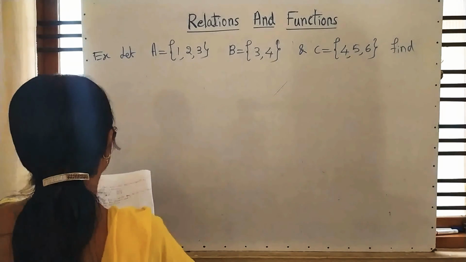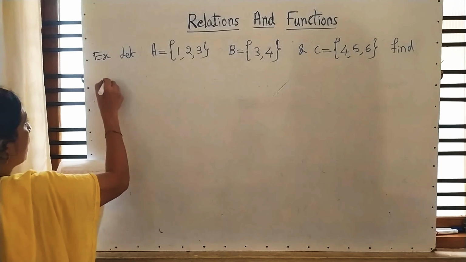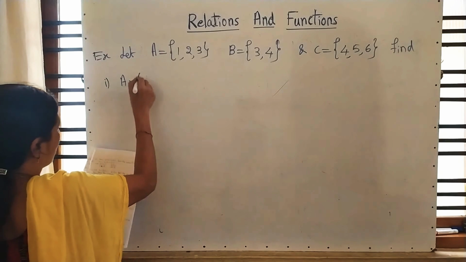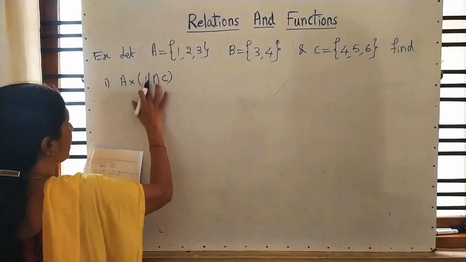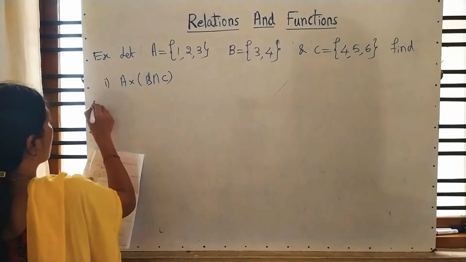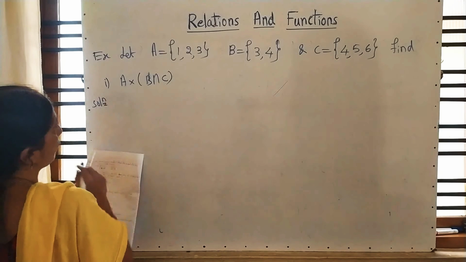First question. I will write the question and answer it as it is: A cross (B intersection C). I will write the question and use the solution one by one.